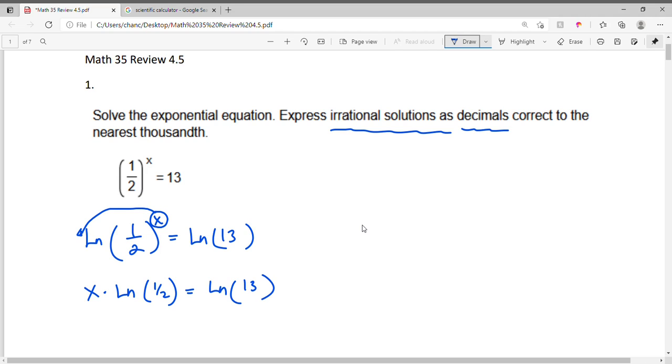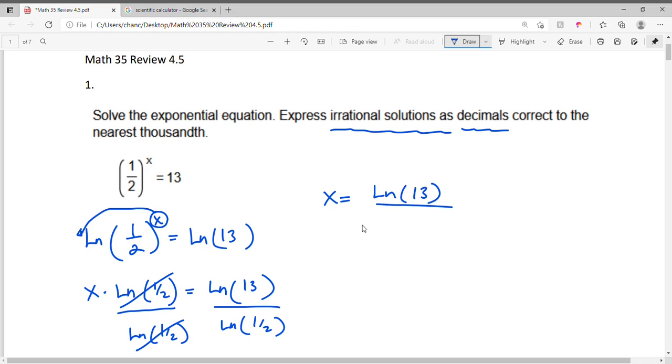Now there's multiple ways to do this problem, but I find that taking the natural log of both sides is the easiest for me. The next step is to isolate that x. Well, I can divide both sides by the natural log of 1/2. And this divides out with this term here on the bottom. We have x is equal to the natural log of 13 divided by the natural log of 1/2.